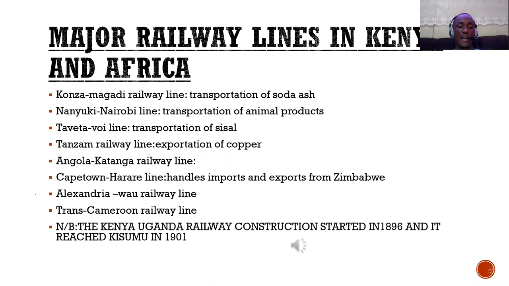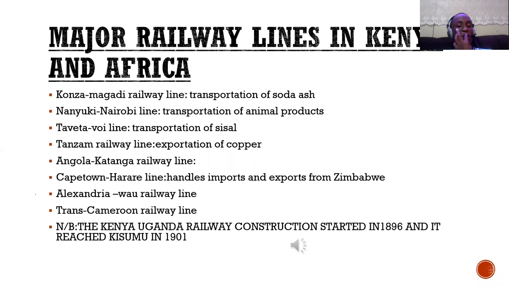Remember, Zambia and Zimbabwe are landlocked countries. If you check in your atlas or your textbook, check the location of Zambia and Zimbabwe. These two countries are not connected to the Indian Ocean, neither are they connected to the Atlantic Ocean. So these are countries that depend on others for importation and exportation of bulky goods. So they depend on Tanzania.